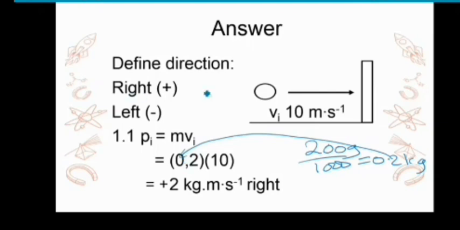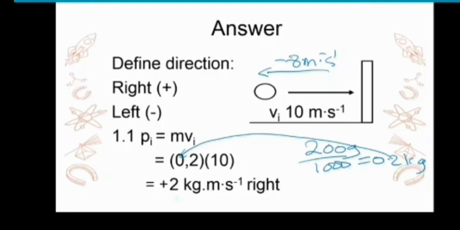We define our direction. Right is positive, so the rebound velocity, the 8 meters per second, is negative. That is, to the left is negative. So we multiply the mass, 0.2, which we have to convert into kilograms first, by the velocity. Our momentum is 2 kilogram meters per second to the right.